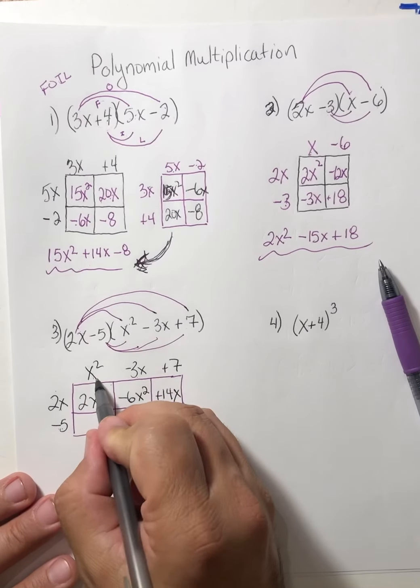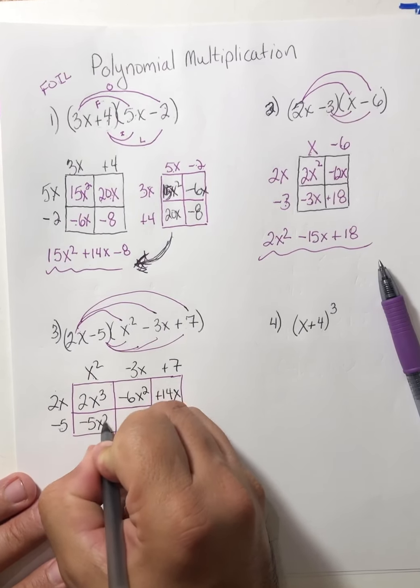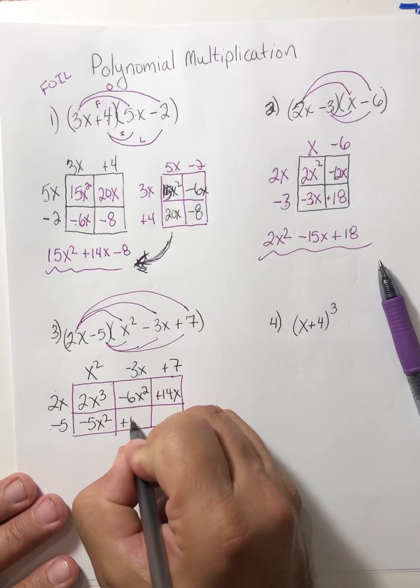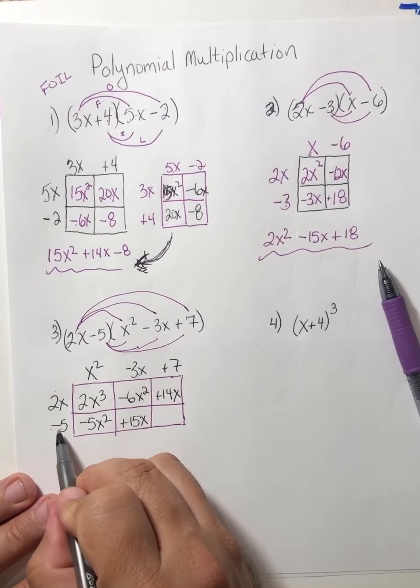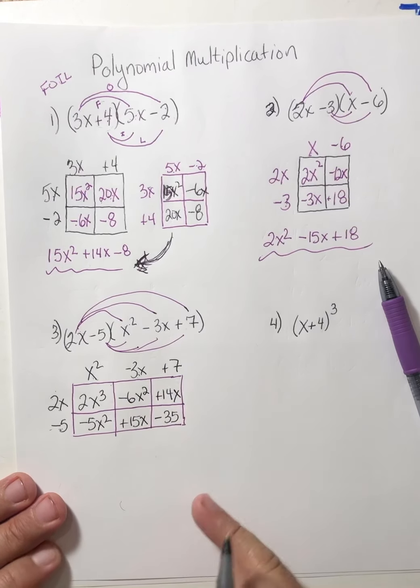So negative 5 times x squared, nice, neat organizer, negative 5x squared. Negative 5 times negative 3, positive 15x. Negative 5 times positive 7 is a negative 35.